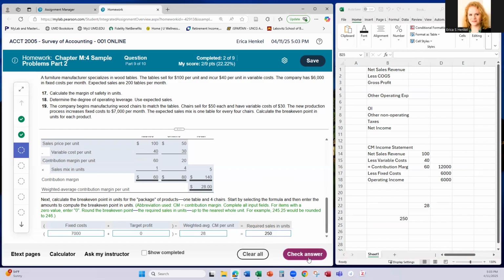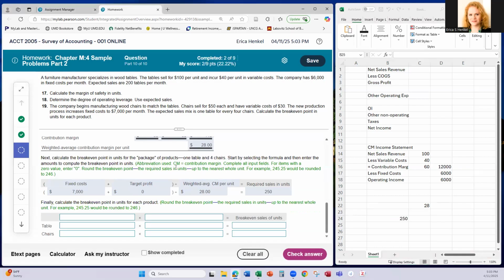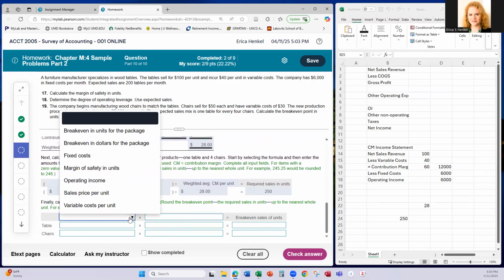Now, the next step is figuring out how many of each individual unit we have in each of these combined units. So we need to take the break-even units for the package that we just calculated.